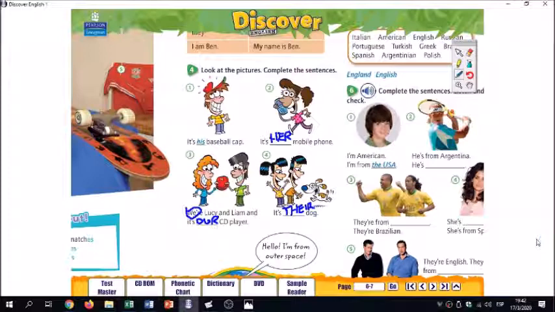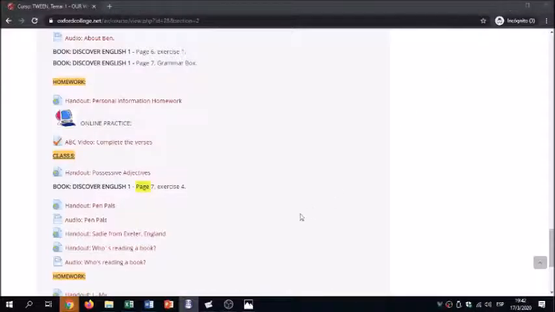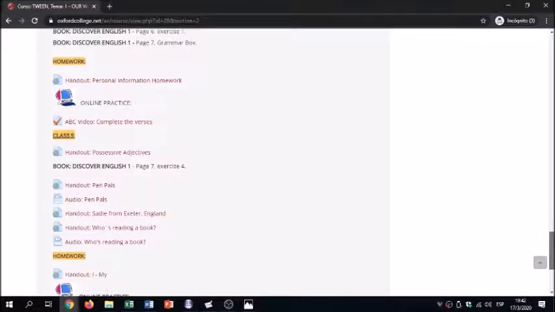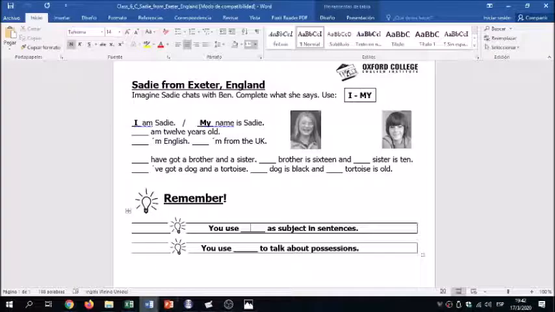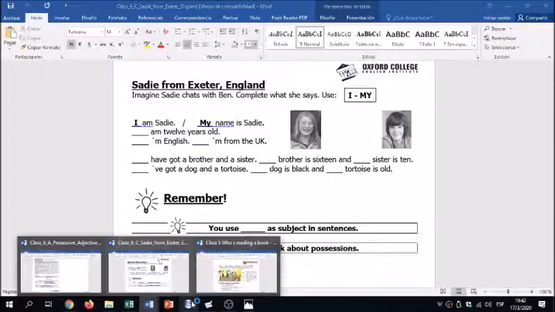Okay, so is this clear? Do you have any questions? Lo mismo que con el ejercicio anterior, si tienen preguntas, no duden en consultarlas por medio del chat. Okay, very good. Now, we are going to do the handout that is called Pen Pals.